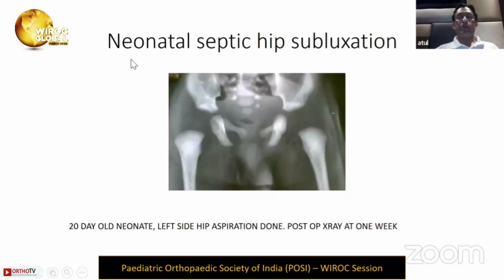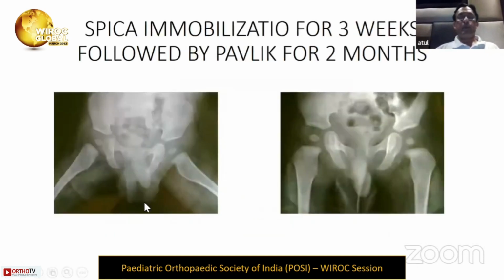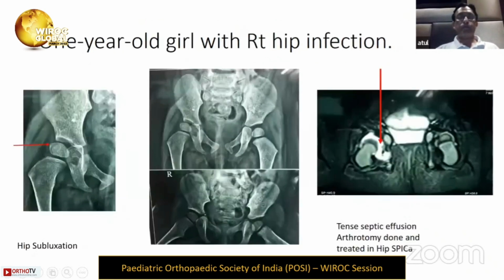Just an example of a child with neonatal septic hip subluxation. This is a 20-day-old child with left side hip subluxation, which was observed 1 week after the aspiration. His clinical parameters are improving, but his leg continued to be in adduction, and this X-ray revealed that the hip was subluxed. He was then put in a spica cast, followed by a Pavlik for 2 months, and you can see that the osteoid nucleus is well within position, and the acetabular remodeling also is good.